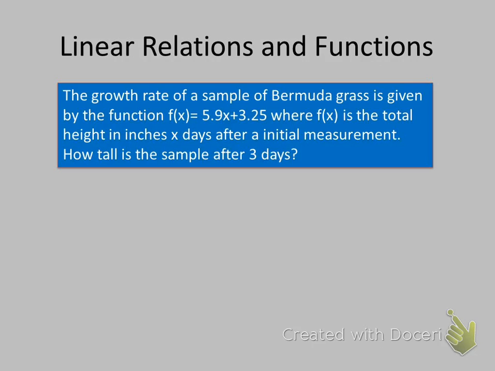So that leads into a function word problem, basically. It's pretty simple, and this one ties together the fact of linearity. The growth rate of a sample of Bermuda grass is given by the function f of x equals 5.9x plus 3.25, where f of x is the total height in inches x days after an initial measurement. How tall is the sample after 3 days?